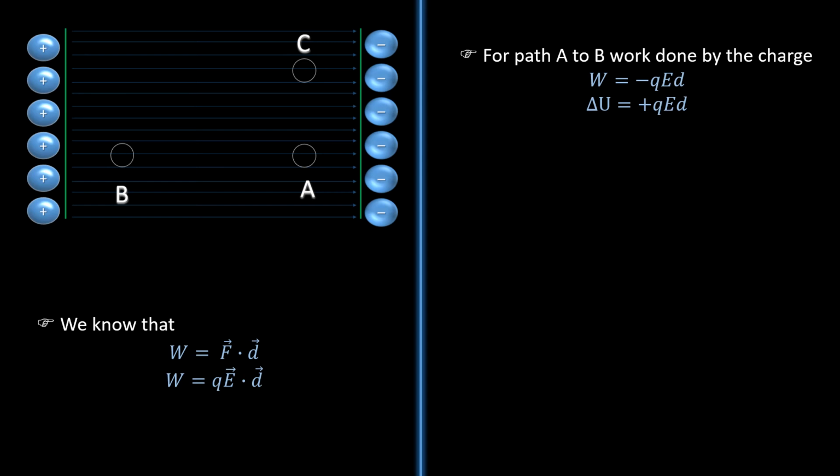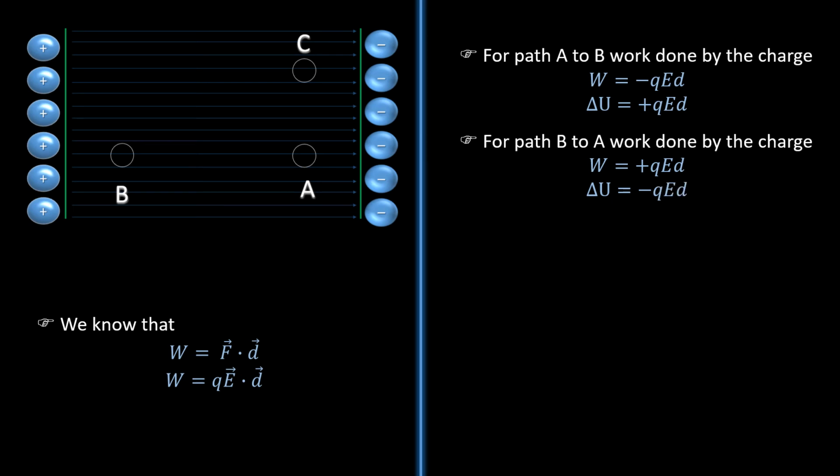Potential energy increases. If we go from path B to A, force is from B to A, displacement is also from B to A, so the angle is 0. Cos 0 will give you 1, work done is plus QEd. And hence the change in potential energy will be minus QEd. Potential energy of the charge decreases when you take it from B point to A point.